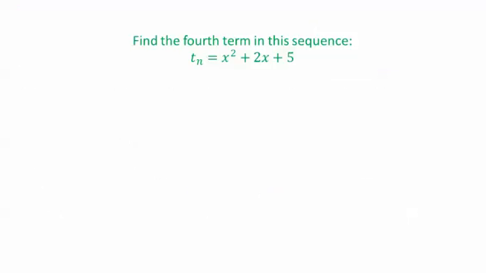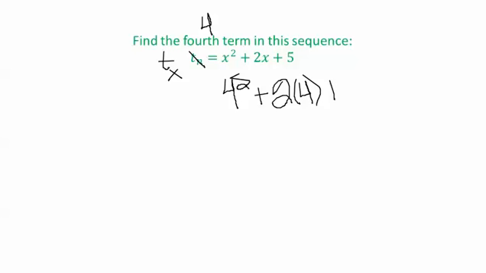All right, this problem wants us to find the fourth term in this sequence. For the fourth term, that's going to be the number 4. So all that you're going to do is plug 4 in for your x. And this here should be t sub x, since I'm using the x's here. So I'm going to plug in 4 for all my x's. I'm going to have 4 squared plus 2 times 4 plus 5.